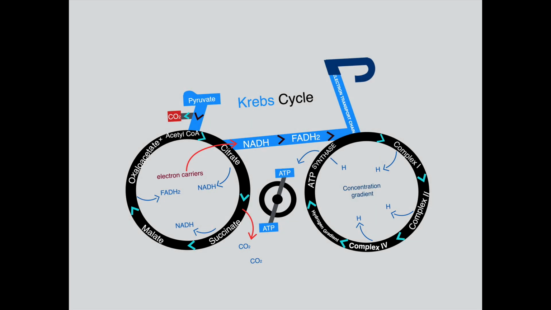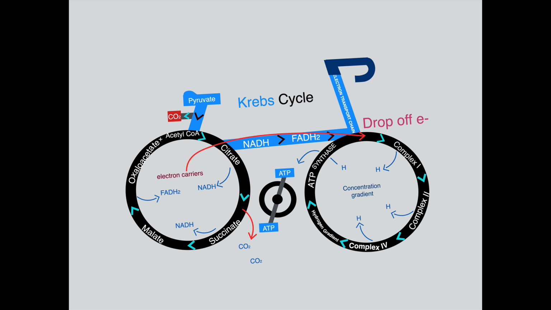So welcome back to part 3 of cellular respiration. The last time we left off, the high energy electrons were being taken away from pyruvate and transferred into the NADH and FADH2 molecules, these electron carriers. These electron carriers are now going to take these electrons and drop them off at the ETC, the electron transport chain.